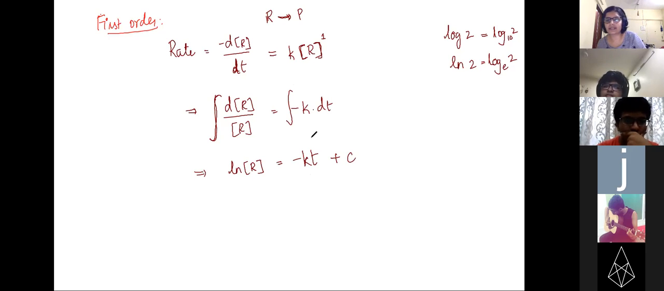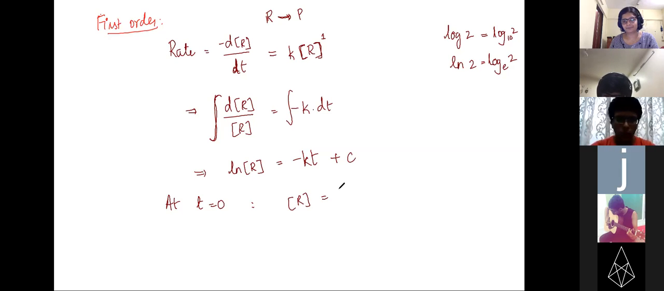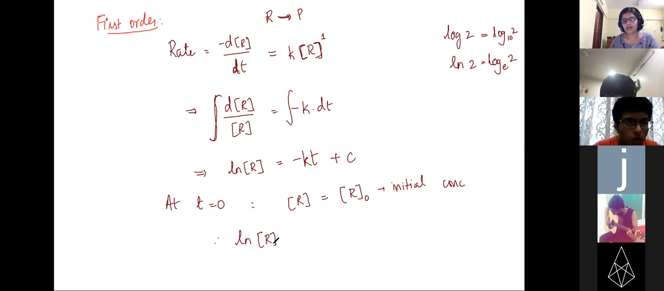We'll have to eliminate one of the variables. The independent variable is t. So at t equal to 0, just when you're starting the experiment, the other variable r will be equal to r naught, just the initial concentration. So substituting the values, ln r naught will be equal to minus k into 0 plus c, which means that c, the constant of integration, is going to be equal to ln r naught.